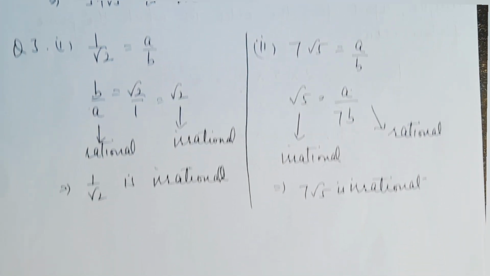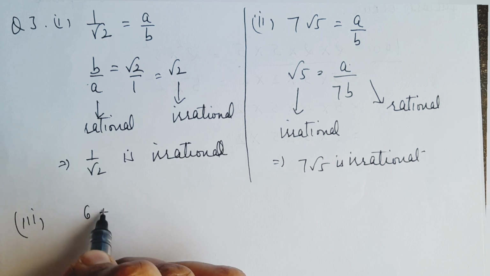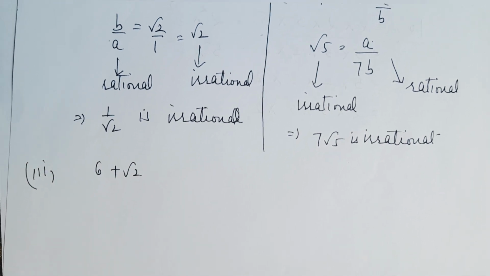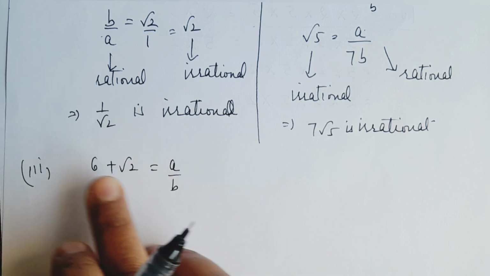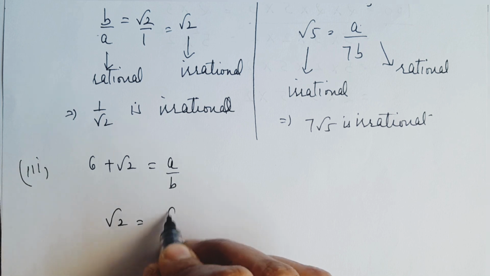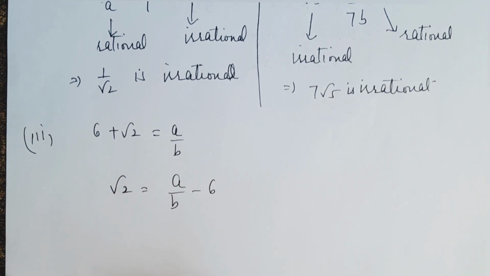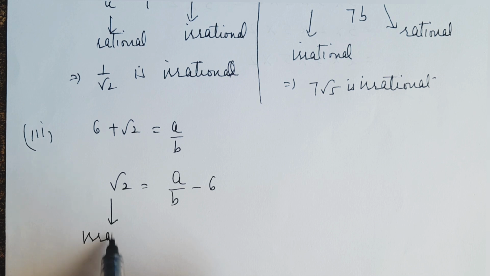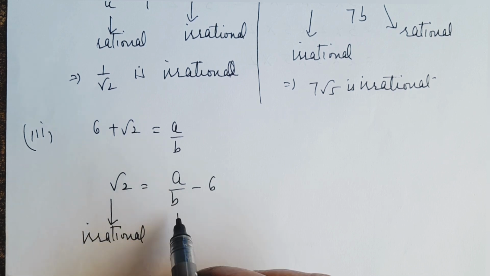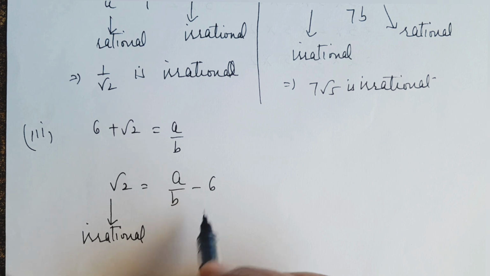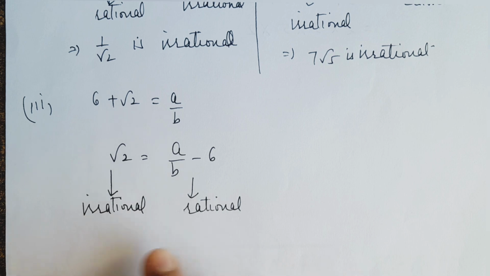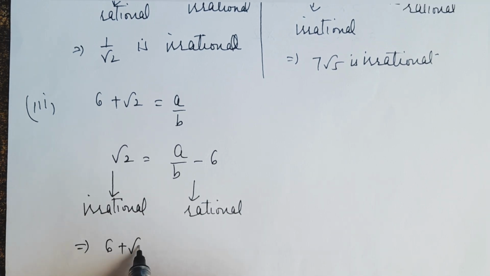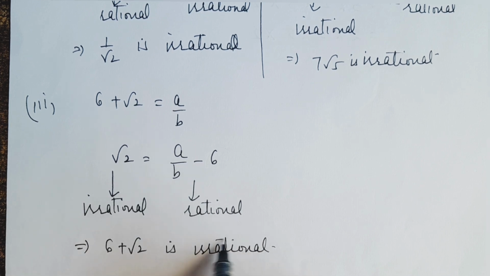Alright, now we will do the third part. Similarly, the third part is 6 plus root 2. We have to prove that it is irrational. So we will take this as rational a by b. Now root 2 is irrational, we know, so we will keep it here. 6 we will shift there: a by b minus 6. Because root 2 is irrational, we have proved in the example. A by b is rational. So if you subtract 6 from a rational number, again you will get a rational number only. So one is irrational, another is rational. So it is not possible again. So that means 6 plus root 2 is not a rational number. The contradiction shows the assumption is wrong. This is again an irrational number.